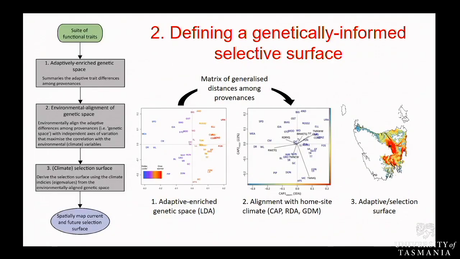We then took those traits and summarised the population variation, and we did this using a matrix of generalised distance among the provenances. We then put this matrix into a CAP analysis, but that's just one option, and associated that with 7 independent facets of the environment. We then can grab that CAP index and project it in and create these interpolated adaptive surfaces.